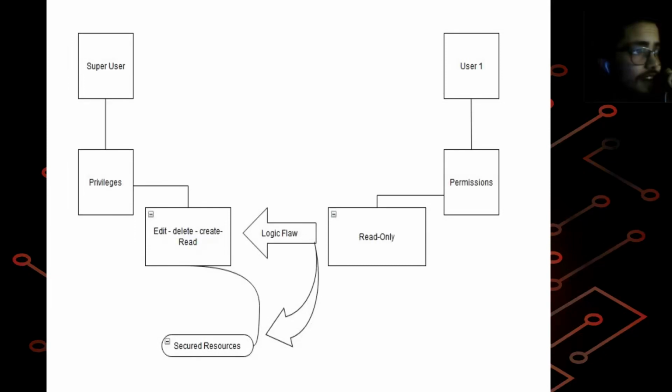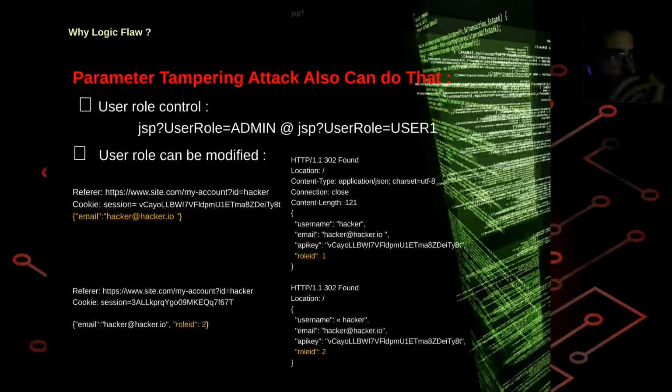So user one has found a logical flaw in the server in order to get access to the secured resources. But as you can see, a parameter tampering attack can also do that. So there is a user role control. There is an admin with control and user one with control. So the attacker will play with this parameter in order to get authorized access.